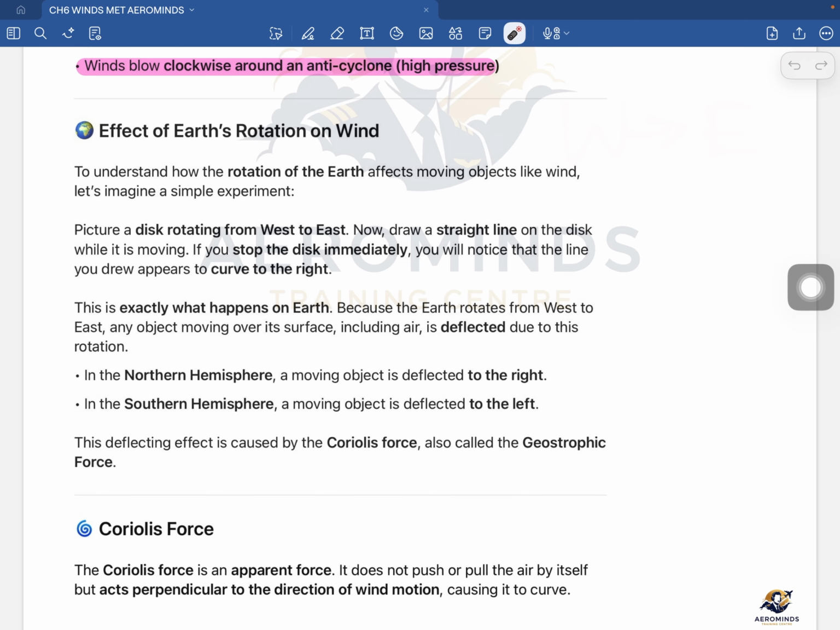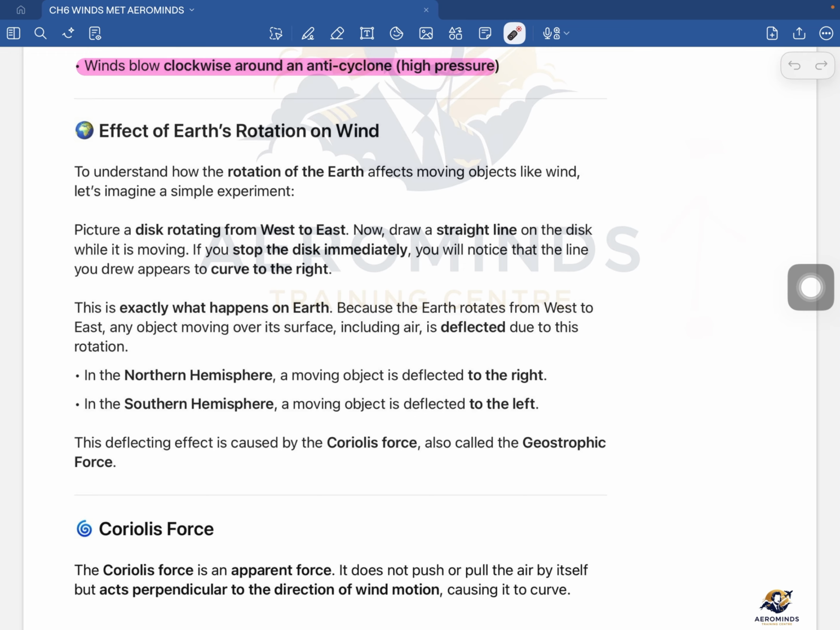This means if you are looking at the Earth from the North Pole, it rotates in an anti-clockwise direction. Remember this, in an anti-clockwise direction. And this rotation is continuous and it happens all the time, day and night. Okay. Now, air is present all around the Earth. Okay. Air is free to move. And when air starts moving from one place to another, the rotation of the Earth affects this motion.